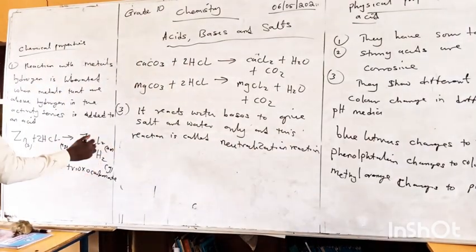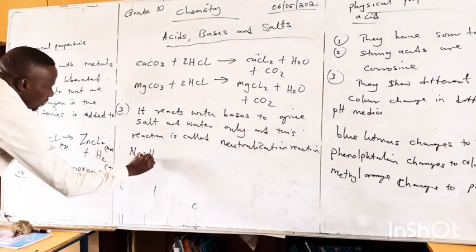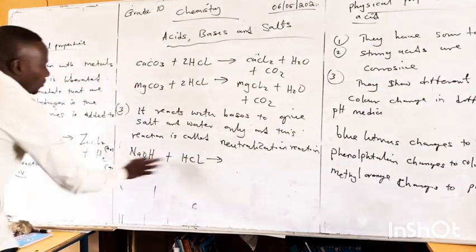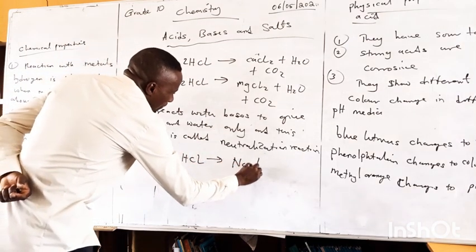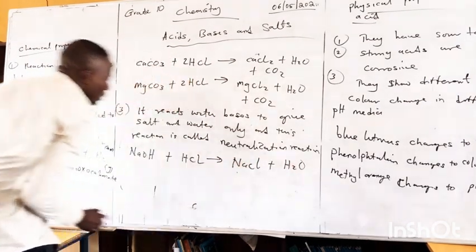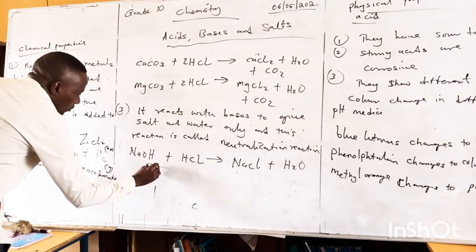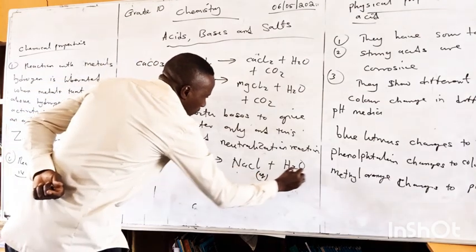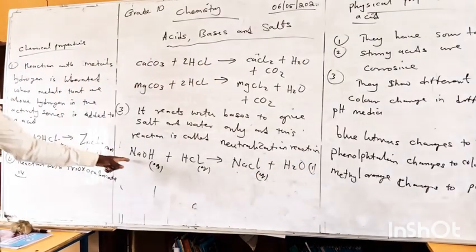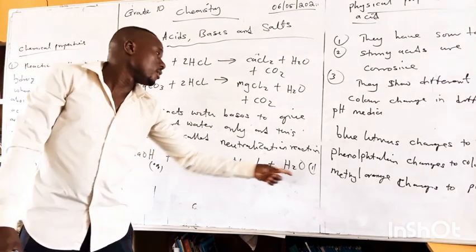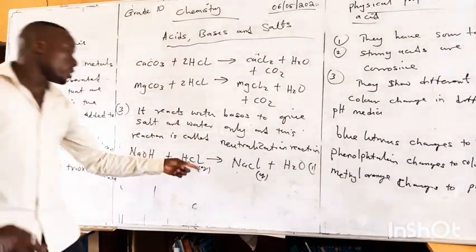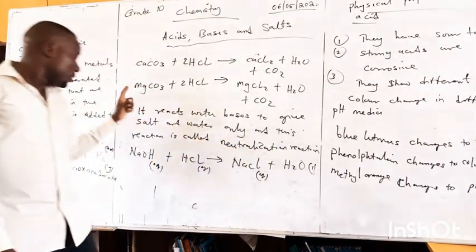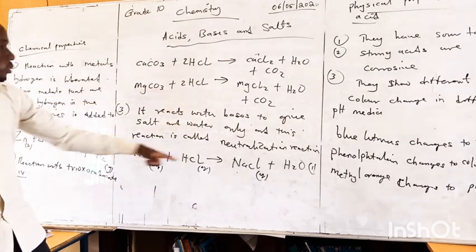Example, let us react sodium hydroxide, a base, with an acid. This sodium hydroxide reacting with an acid, HCl, will react to form sodium chloride plus water. So this neutralization reaction happens. So when you mix sodium hydroxide with an acid, it will react to form salt and water. So acid reacts with bases to give salt and water. The reaction is called neutralization reaction. So if I ask you in the exam, define neutralization reaction, it is the reaction between an acid and a base to form salt and water.